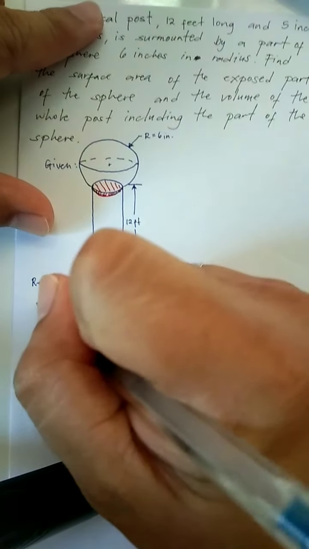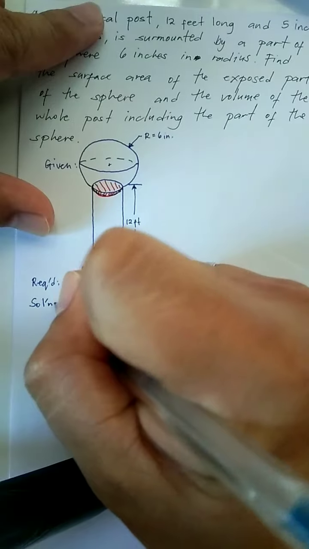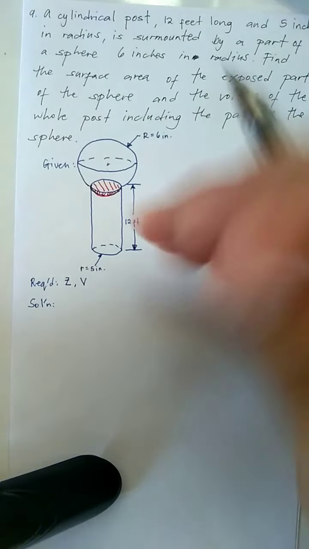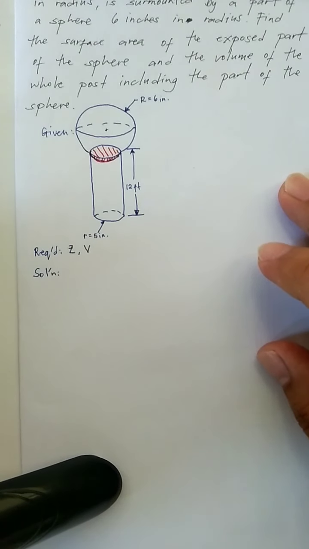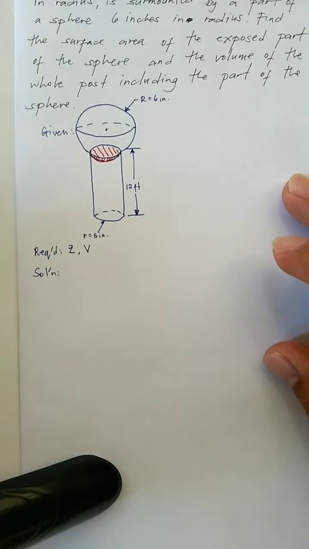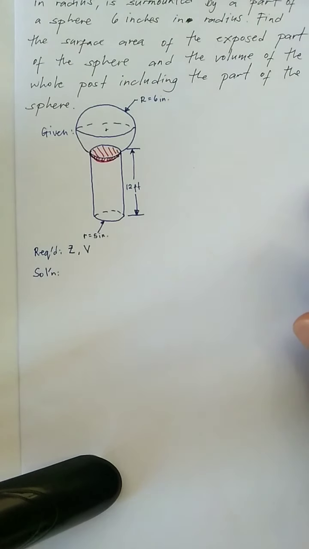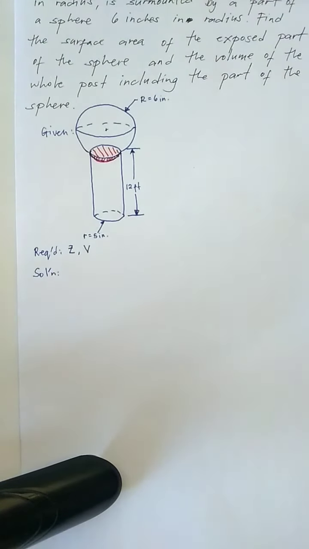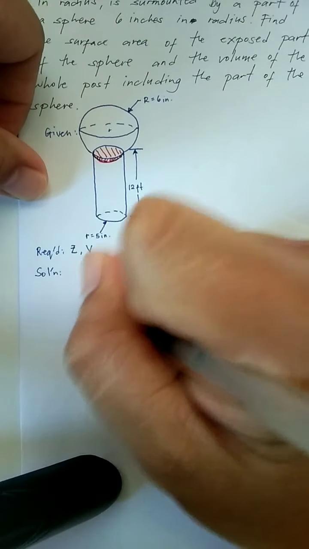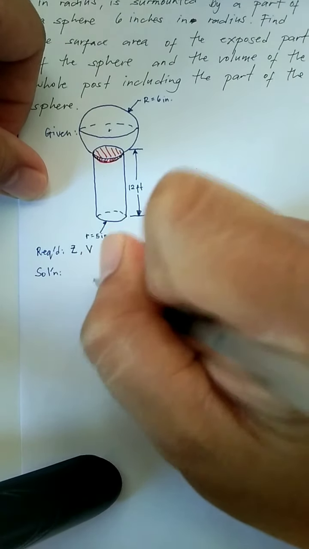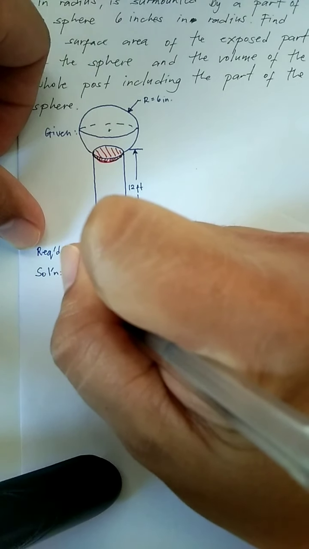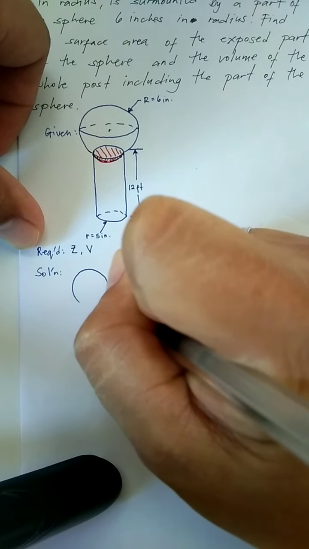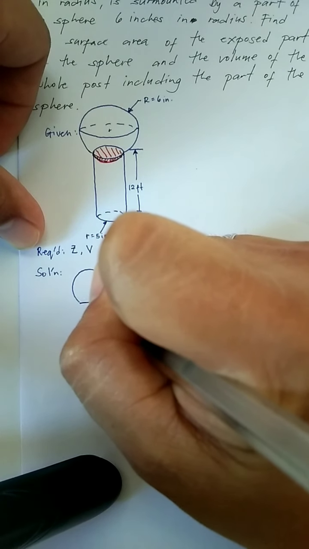So on with our solution. First let's find out the zone. For the zone, the formula is just 2 pi r h, so we need to find out the height. So how do we find the height of the spherical segment? Let's redraw the cross section first, this part here.